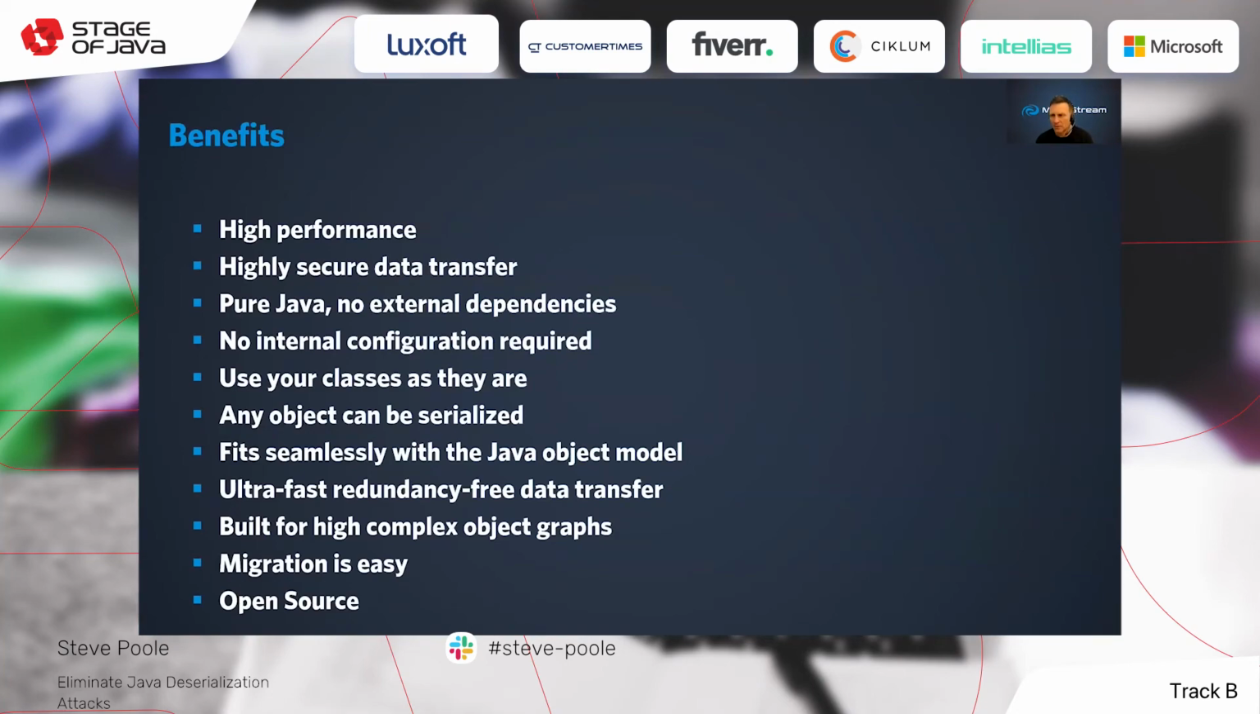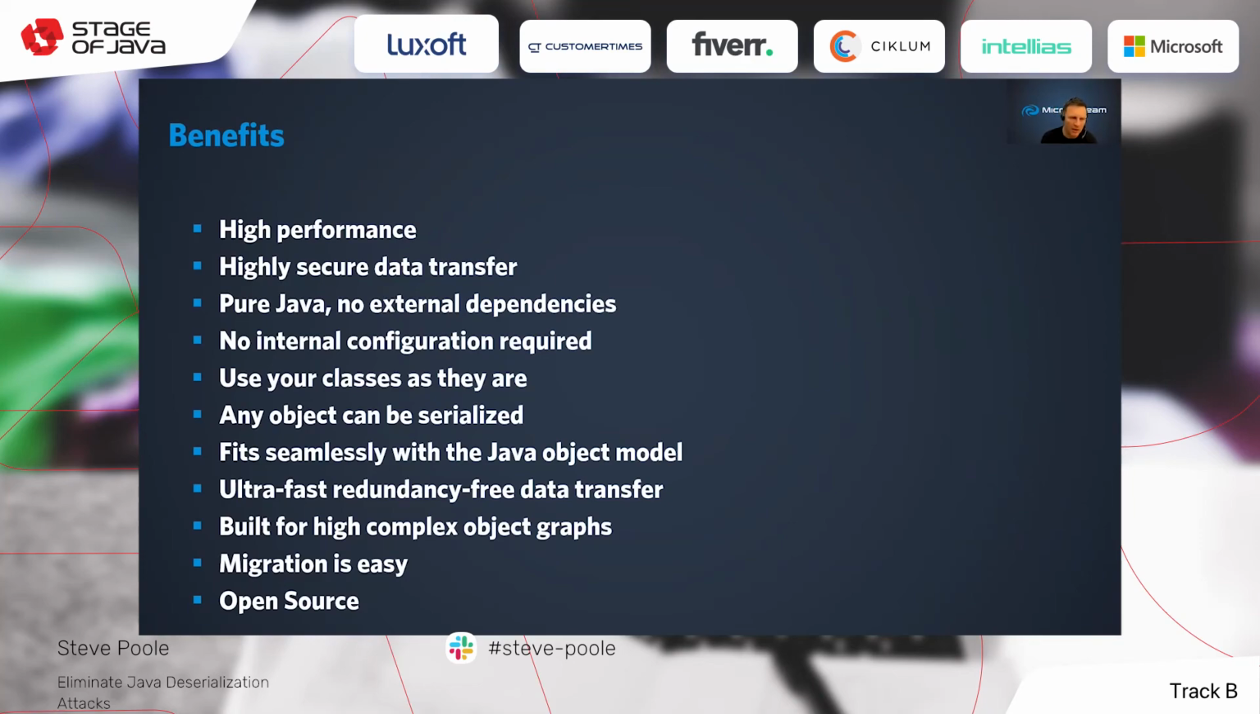So you get a number of benefits with MicroStream. You get a high-performance serialization and a high-performance data transfer. You get a highly secure data transfer. You cannot be hacked anymore by the bad guys who want to inject malicious code through deserialization. It's pure Java, no external dependencies are required. No internal configurations are required. You can use your classes as they are, just use POJOs, and you're good to go.